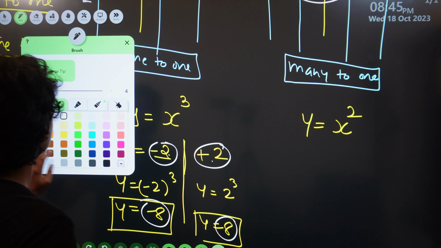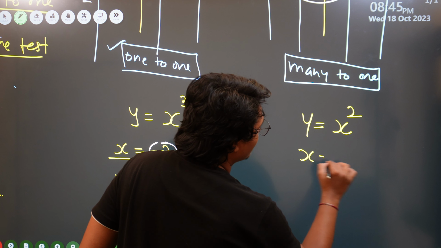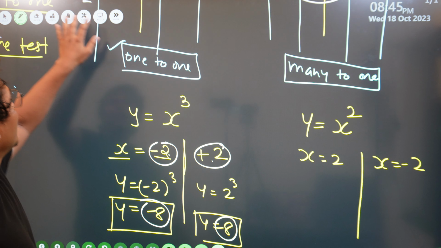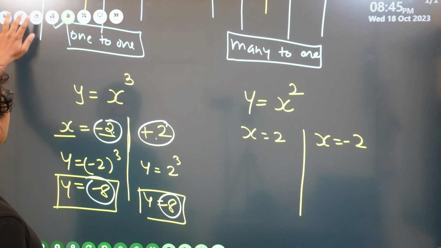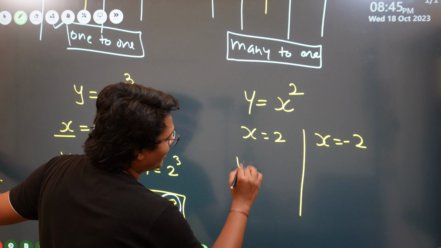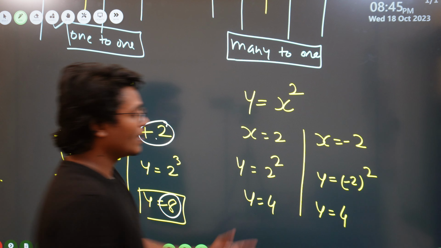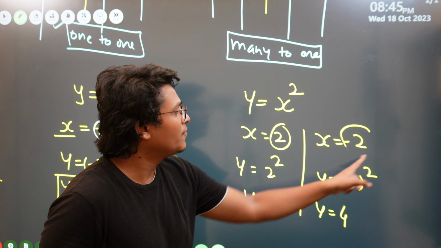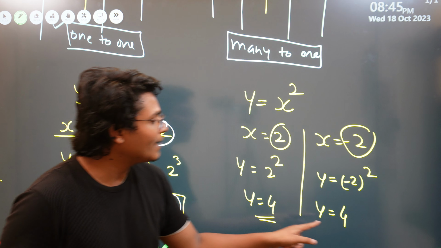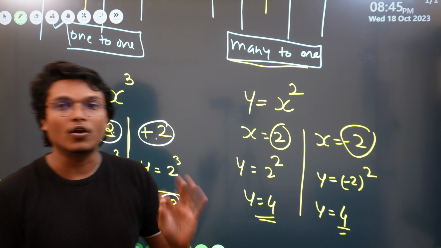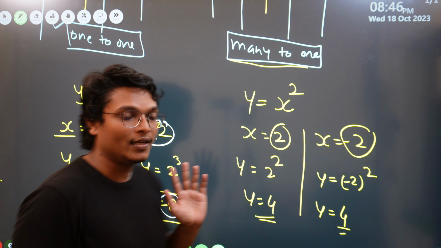Getting it? Here, if I take x equals -2 and x equals +2, what is going to happen? I will get y equals 2 square, same output, y equals (-2) square. So y equals 4 and y equals 4. See, for two different inputs, I am getting the same output. Yes or no? So whenever this thing happens, it will be a many to one function. Getting it or not? Is my point clear?